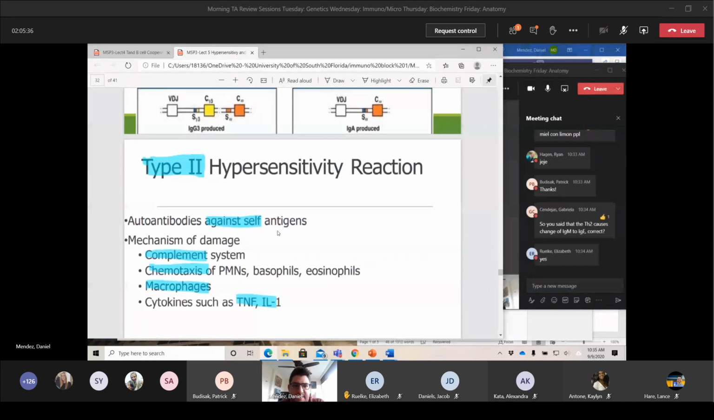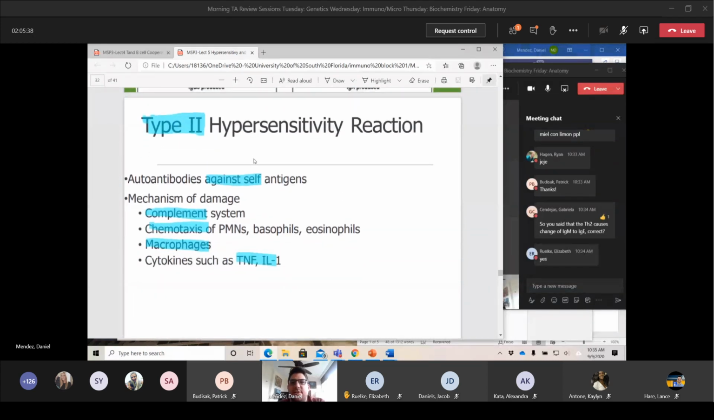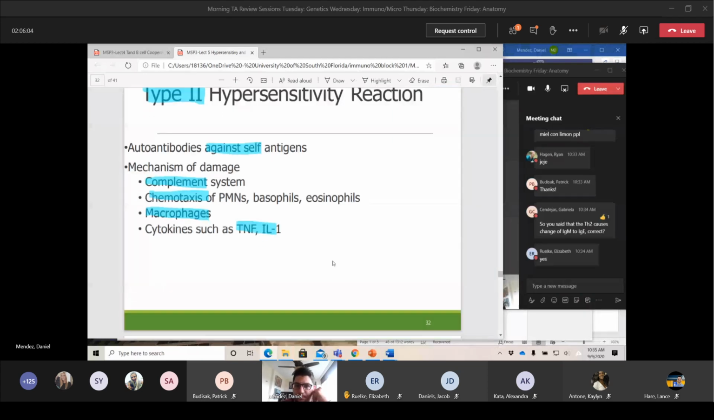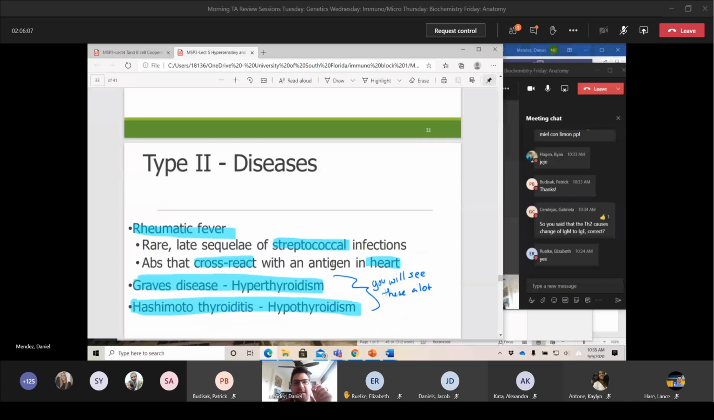So type 2 hypersensitivity, this is when you're creating autoantibodies to self antigens. So you're attacking specific organ-based systems. The mechanism of damage is the complement system, so a wide range of damage from the complement, and chemotaxis, which, remember, is just recruiting neutrophils, basophils, and eosinophils to a certain location. Then you have macrophages, which cause widespread damage, and then TNF and IL-1. So this is the important part to know.